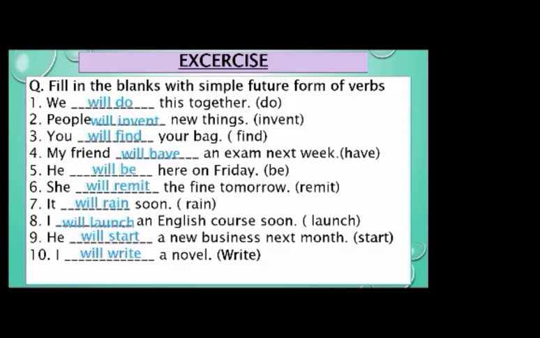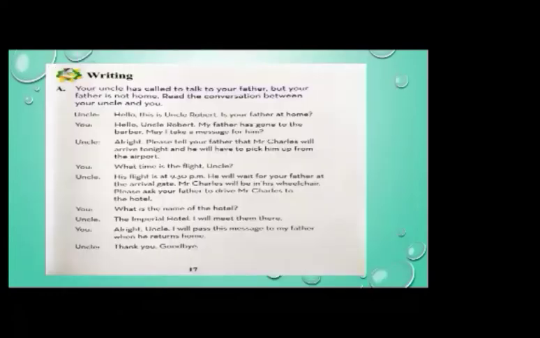Okay, now let's come to our next topic. This is the writing topic of our book. Your uncle has called to talk to your father, but your father is not home. Read the conversation between your uncle and you. Uncle: Hello, this is your uncle. This is Uncle Robert. Is your father at home? You: Hello Uncle Robert. My father has gone to the barber. May I take a message for him? Uncle: All right, please tell your father that Mr. Charles will arrive tonight and he will have to pick him up from the airport.